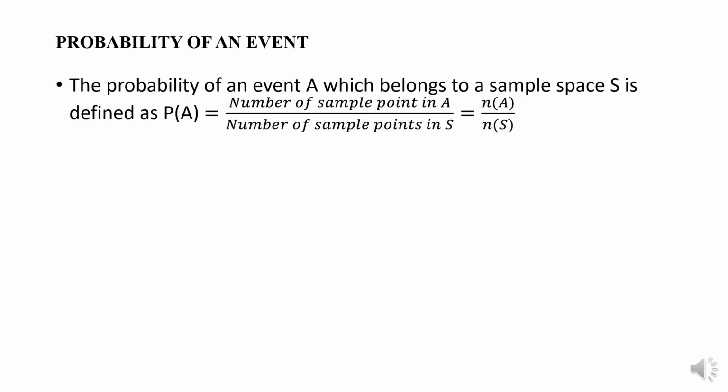So our topic today is about the probability of an event. The probability of an event A which belongs to a sample space is defined as P of A, or we can say probability of A is equal to the number of sample points in A divided by the number of sample points in S. Or we can write it this way as well: n of A, the number of sample points in A, divided by the number of sample points in S.